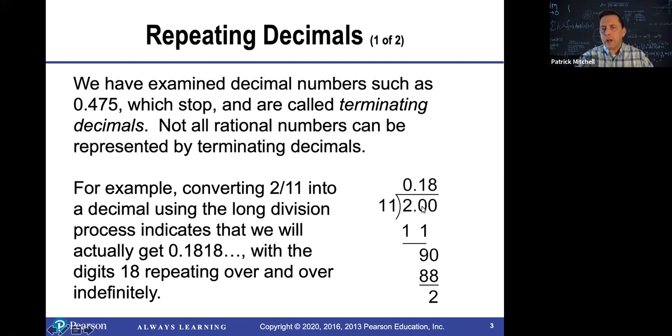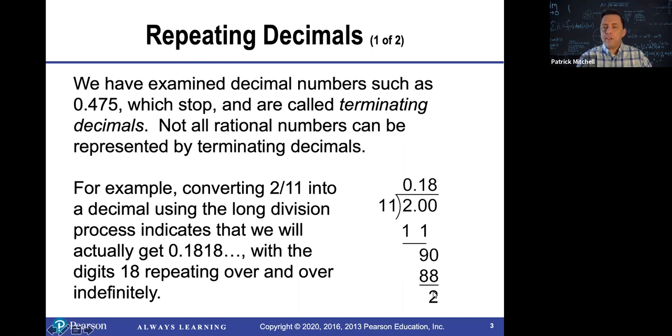11 goes into 20 one time. 1 times 11 is 11. 20 minus 11 is 9. Bring down the 0. 11 goes into 90 8 times. 8 times 11 is 88. 90 minus 88 is 2. So we're back to a 2, just like we had here.